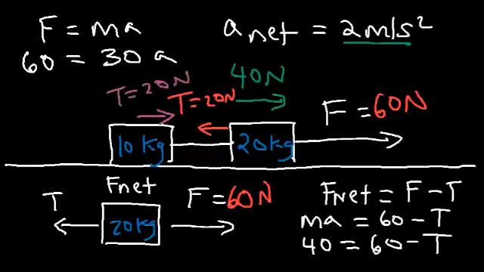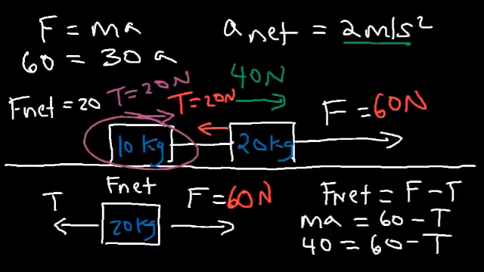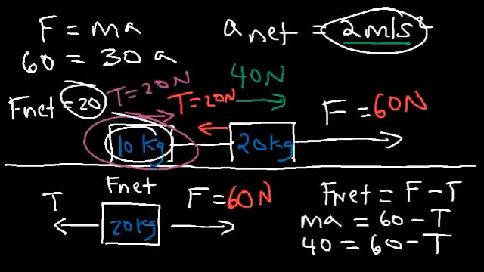And notice that this tension force is also the net force. The only force that acts on a 10 kilogram object is the tension force. And so that's equal to the net force of 20. 10 times 2, m times a, is 20. So everything matches, everything works out.